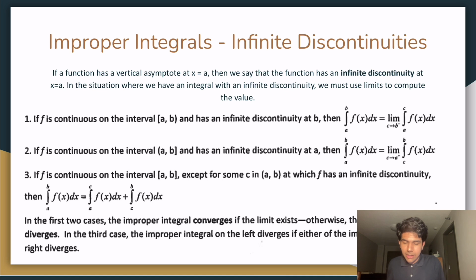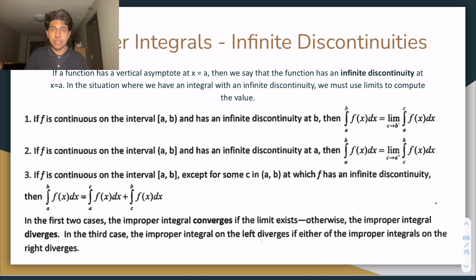And lastly, if we have an interval a to b and the infinite discontinuity is somewhere in between them, then we will split apart our integral at that discontinuity and evaluate those integrals individually, just like we saw when our limits were negative infinity and infinity. Lastly, for some vocabulary, the improper integral converges if the limit exists, otherwise we say it diverges, similar to before. And in this case right here, where we're taking the sum of two integrals, if either one of them equals infinity, or if either one of them diverges, then we say that the left-hand integral also diverges.